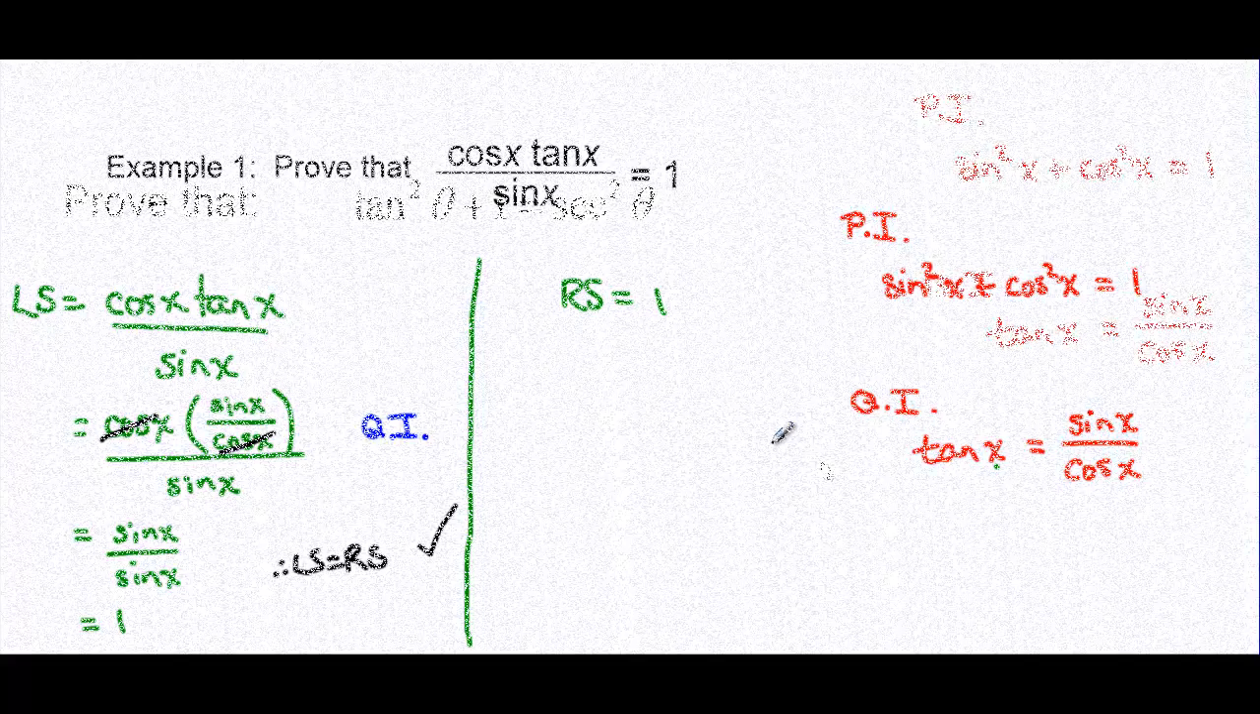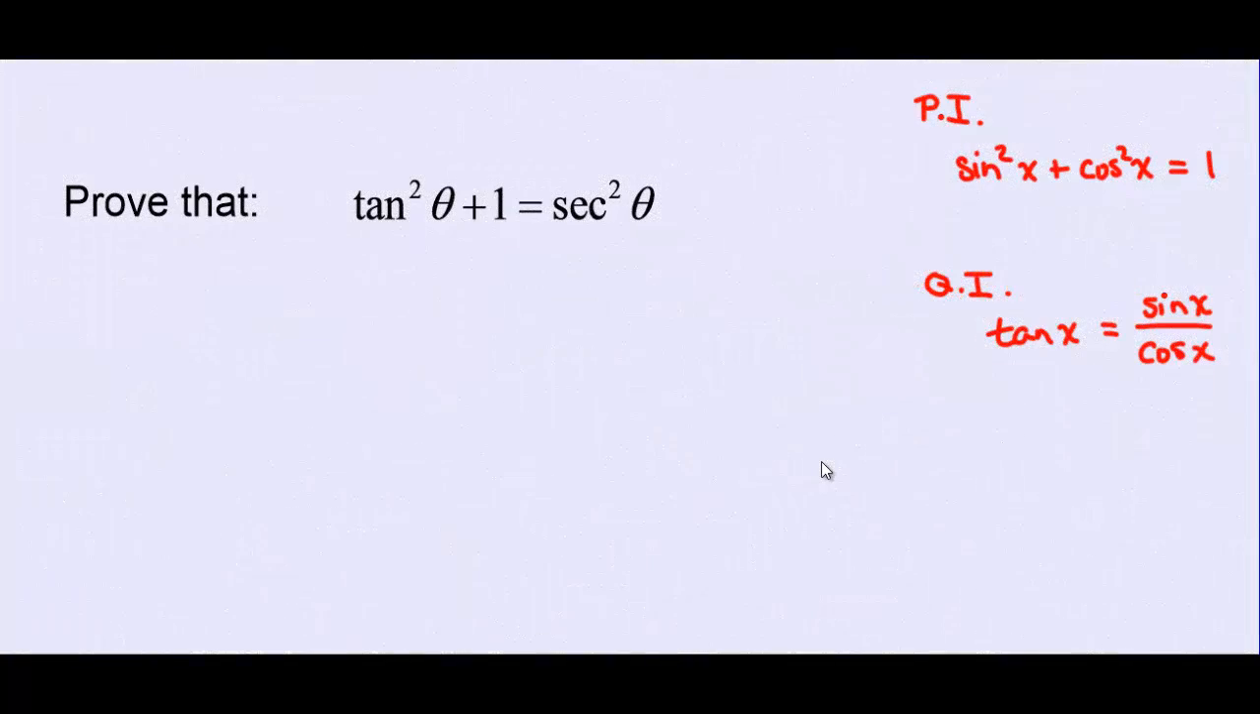Let's try another one. We want to prove that tan squared theta plus 1 equals secant squared theta. Remember, secant squared theta is one of our reciprocal identities. Secant pairs with cosine, so secant is equal to 1 over cosine. To do our proof, we start by writing out a left side and a right side. So the left side is tan squared theta plus 1. Our right side is equal to secant squared theta.